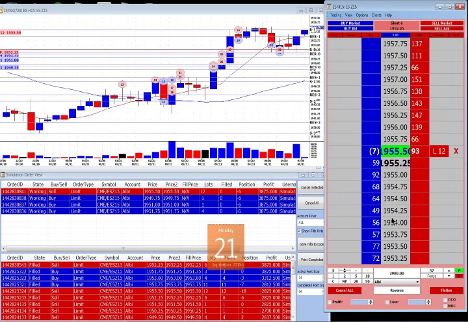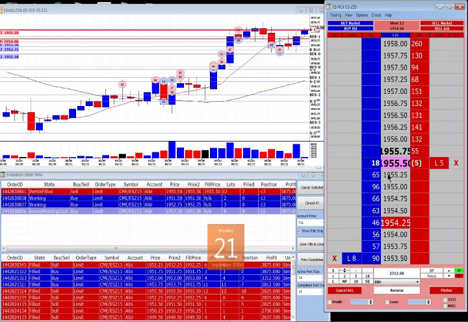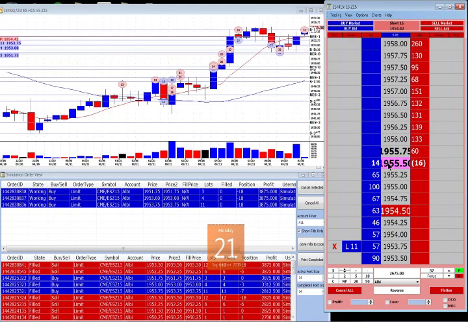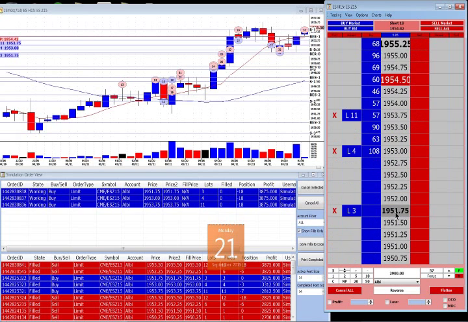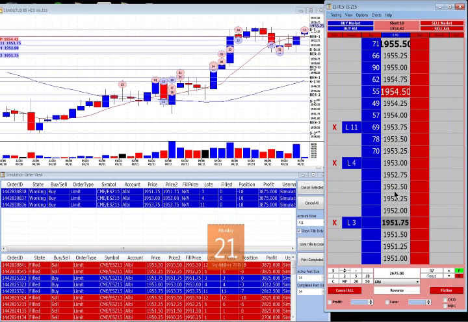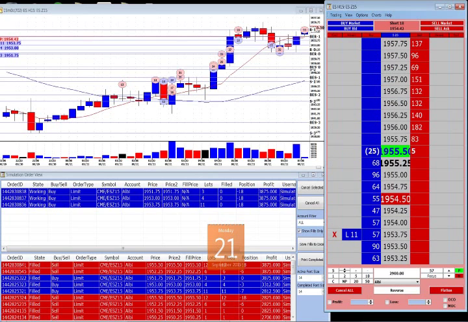If you have 6 contracts like we have, you see that some of the orders were taken at different levels. The software moved its average price up a little bit because that became the new average price, and then new targets were set. We are now short 18 contracts, no longer 6, because we got filled with 12. Our new average price, or scale-in price, is 1954.42.